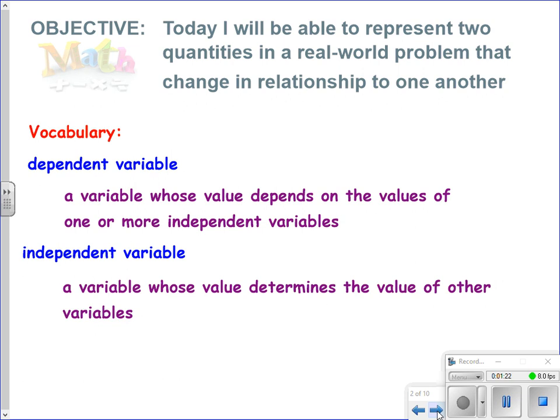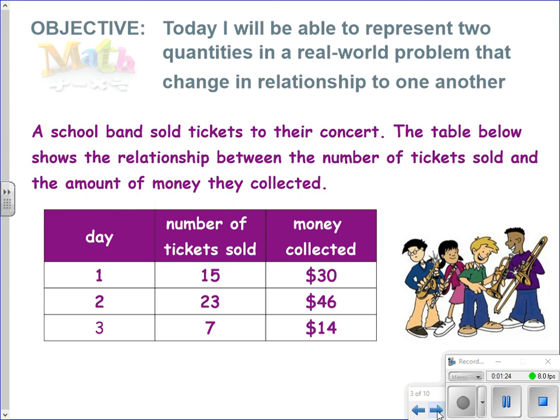Let's consider an example. A school band sold tickets to their concert. The table below shows the relationship between the number of tickets sold and the amount of money they collected. Since the money collected depends on the number of tickets sold, we call the money collected the dependent variable, and the number of tickets sold, the independent variable.